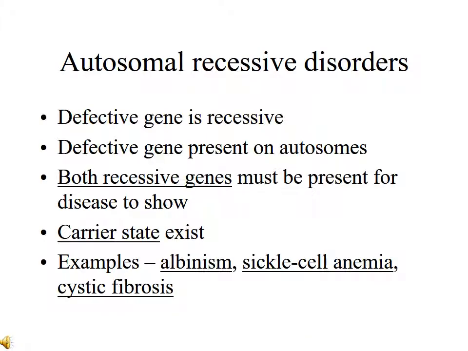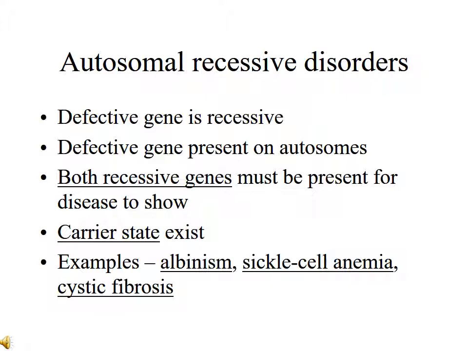Again, we are dealing with recessive genes, but in this case, the defective gene is going to be present on autosomes. The defective gene is going to be recessive. Both recessive genes must be present for the disease to show up.